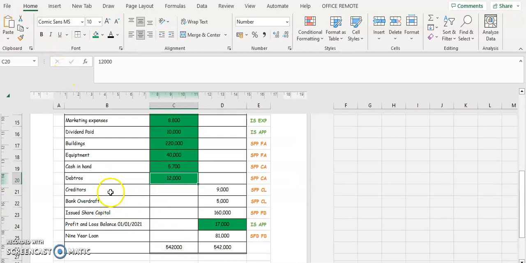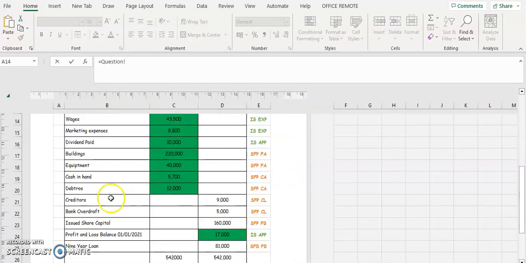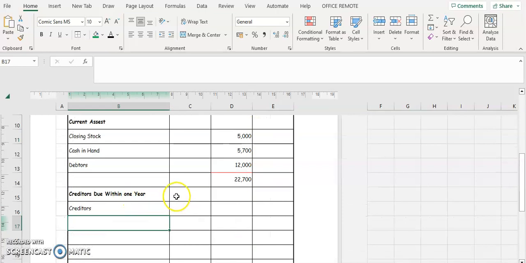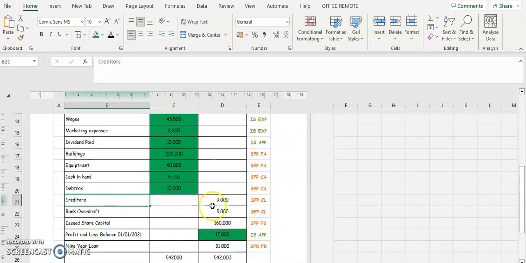So if you work down here, we've got our creditors, statement of financial position, current liabilities. The first one's going to be your creditors, which is 9,000. We're going to put this in the first column because we need to take our current liabilities, or creditors due within 1 year, away from our current assets. So we're going to put them in this column here, and the total we're going to bring across to the second column.